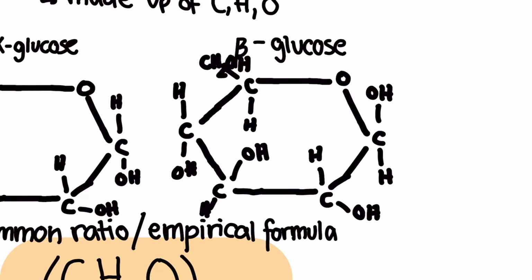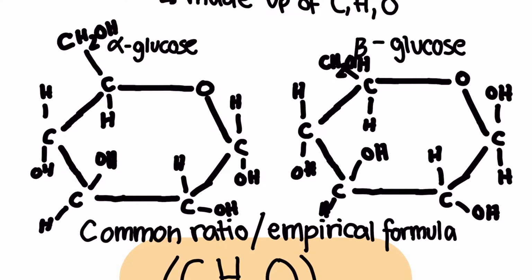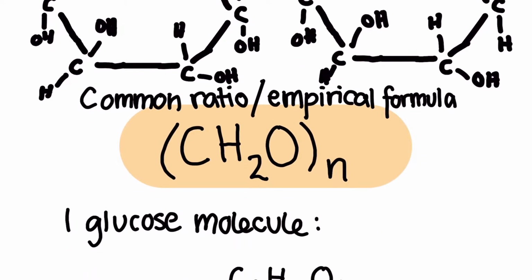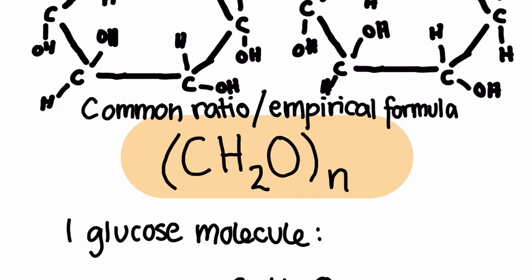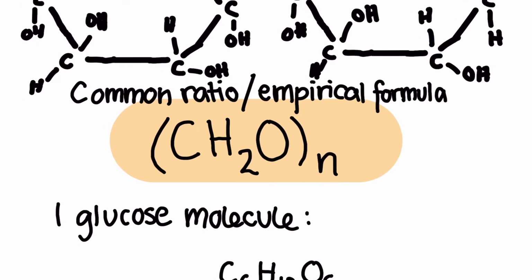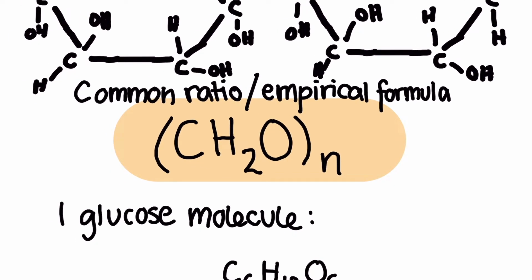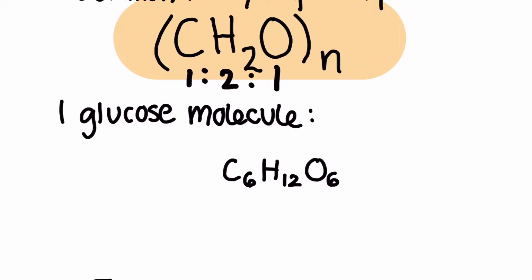So as you can see, they each carry 6 carbon atoms, 6 oxygen atoms, and 12 hydrogen atoms per glucose molecule, regardless of whether it's alpha glucose or beta glucose. And the common ratio, or empirical formula, as it's called in chemistry, is CH2O. And the n refers to just however many times you multiply it by. It will always remain in this ratio of 1 to 2 to 1. And one glucose molecule is C6H12O6.